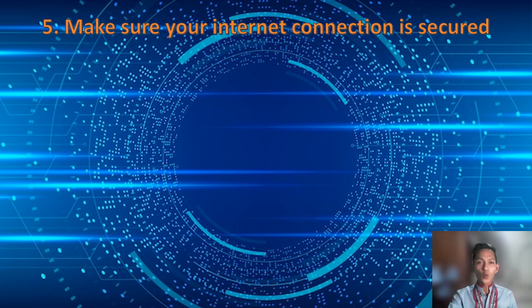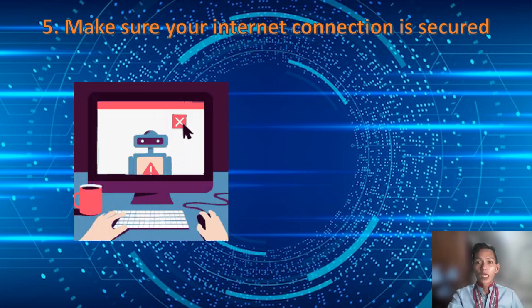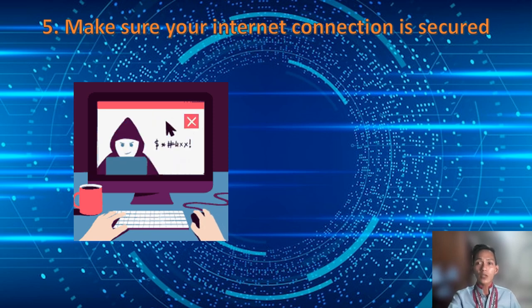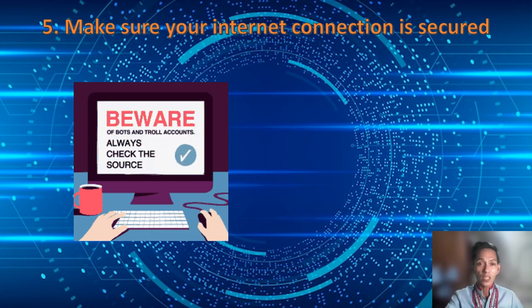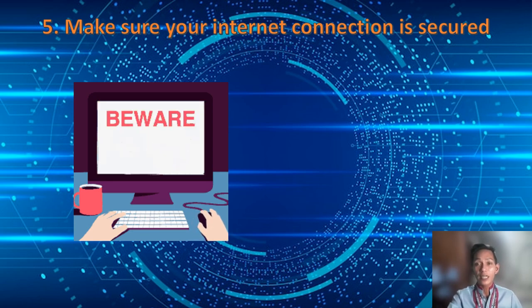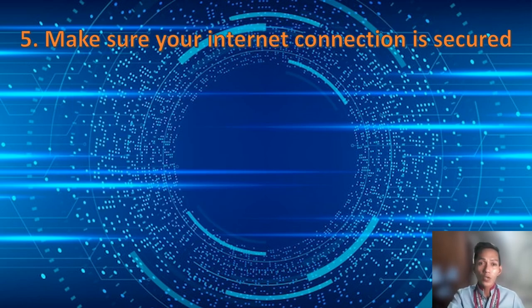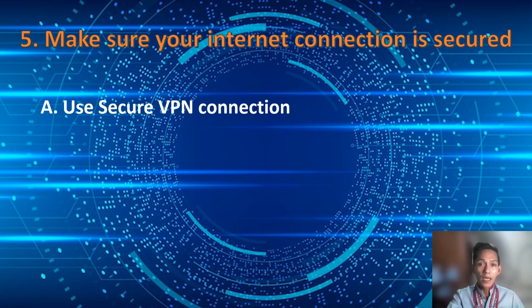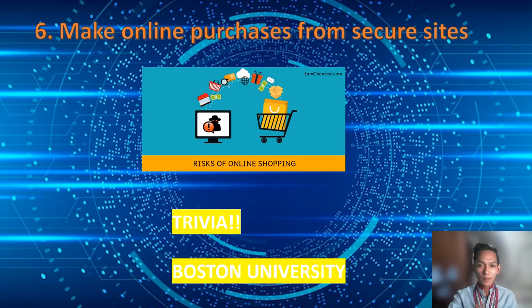And then the fifth rule, make sure your internet connection is secure. When you connect your device to a public Wi-Fi connection, take note that you have no direct control over its security. You can use a secure VPN. This enables you to have a secure connection between your device and the internet server so that no one can monitor or access the data you are exchanging.